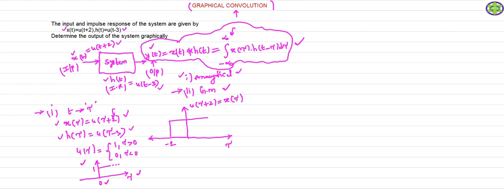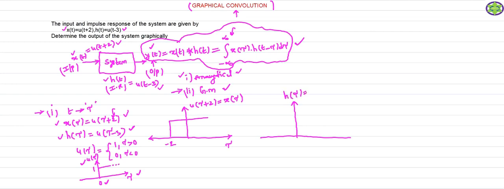Now what about your h of tau? Your h of tau is u of tau minus 3. That means you shift your u of tau, the unit step function, towards the right-hand side by 3 units. So graphical convolution is nothing but evaluating this integral operation with the help of graphs. Previously we evaluated this integral operation by the mathematical procedure. Now we evaluate this integral operation using the graphs. Now this is your h of tau.